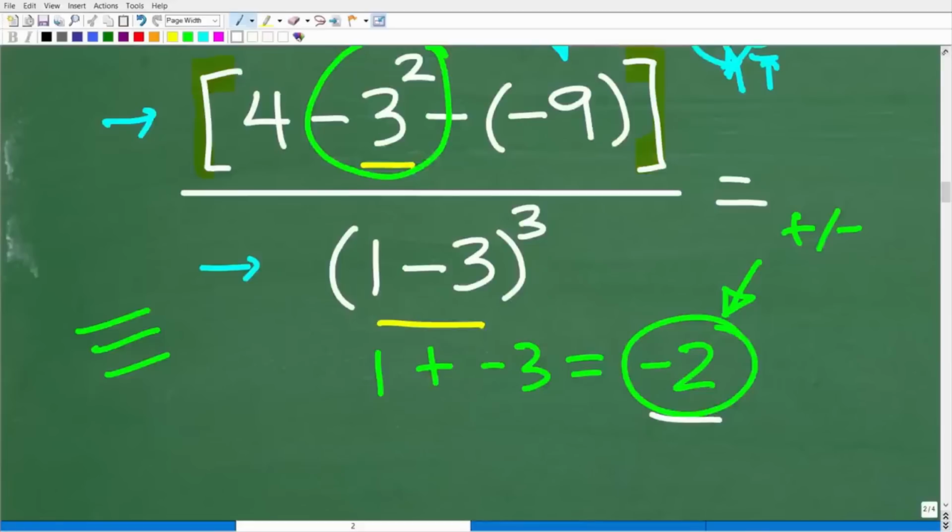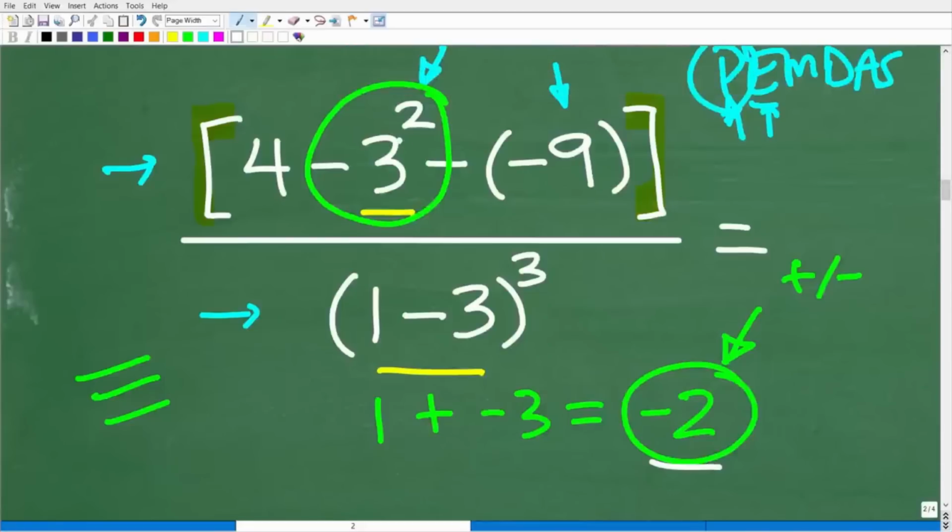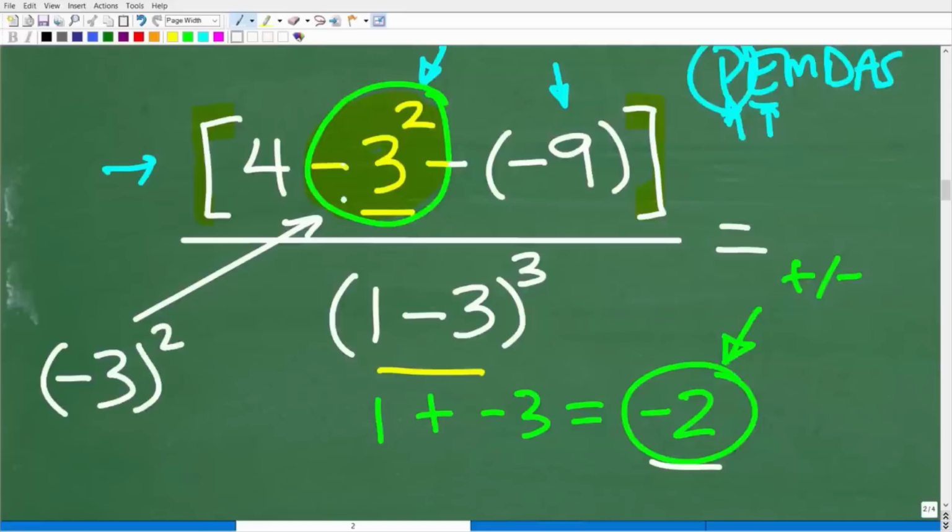Okay, now let's talk about this -3 squared, because this part of the problem is going to confuse a lot of people. Now, when I created this problem, I purposely put in things that I know students confuse a lot, right? So here is the problem with this, -3 squared. Sometimes students think of this as (-3) squared. They think this is what this means. So (-3) squared would be equal to a +9.